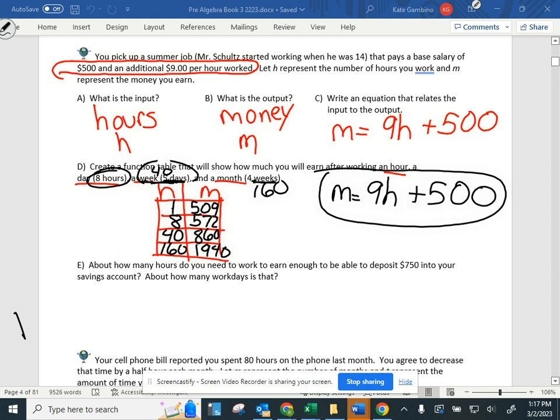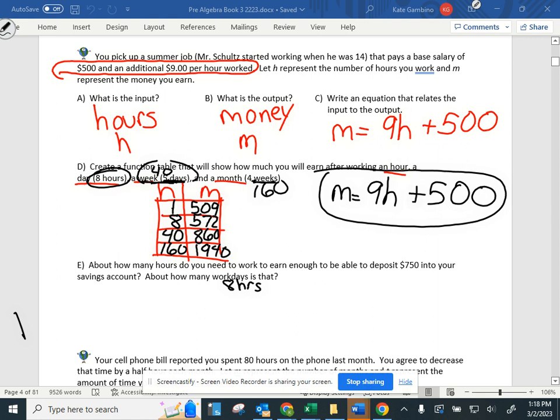Now we have one more problem for this. About how many hours do you need to work to earn enough money to be able to deposit $750 into your savings account? And how many work days is that? Remember, a work day is how many hours? 8 hours. So a work day is 8 hours a day. So how many hours do we need to work to earn enough money to deposit $750 into our savings account?